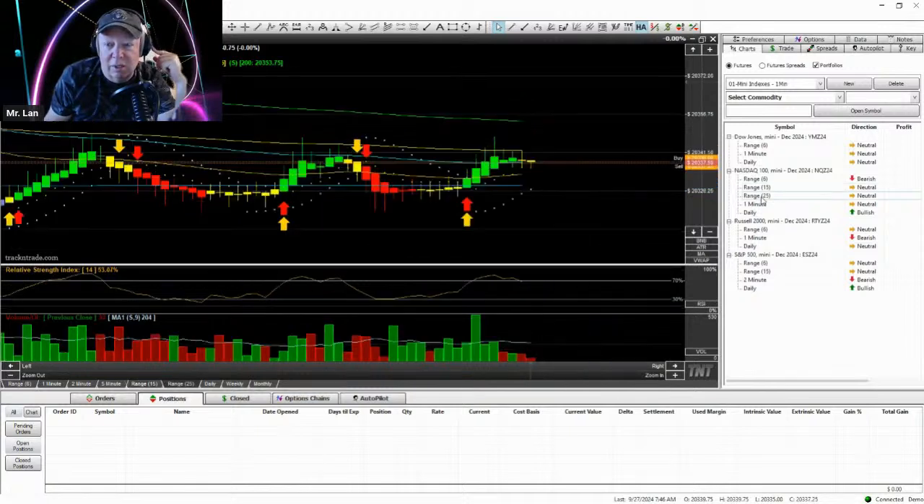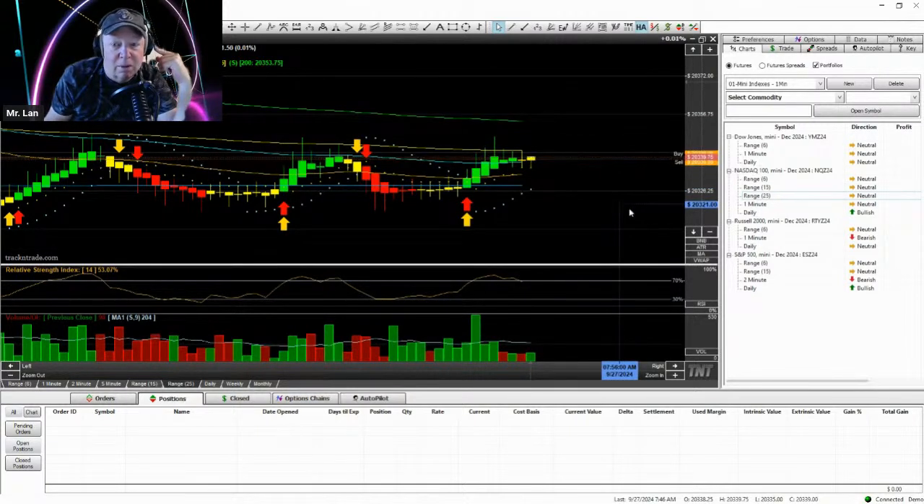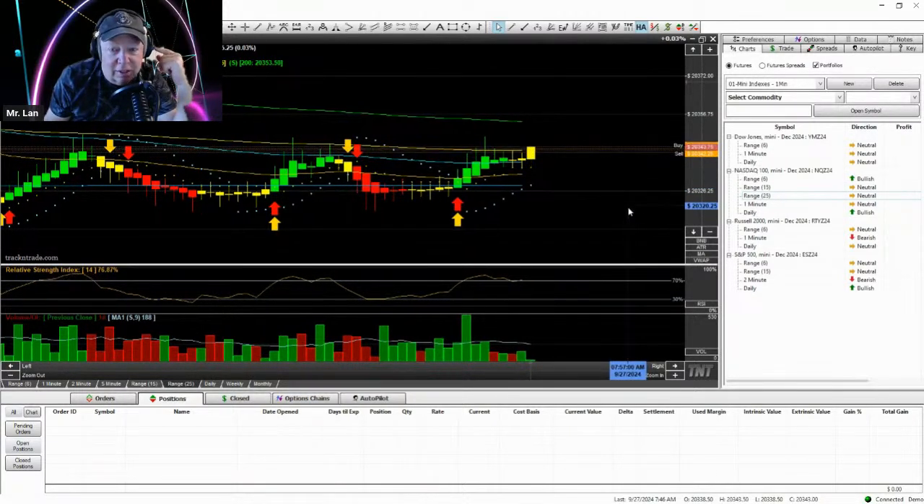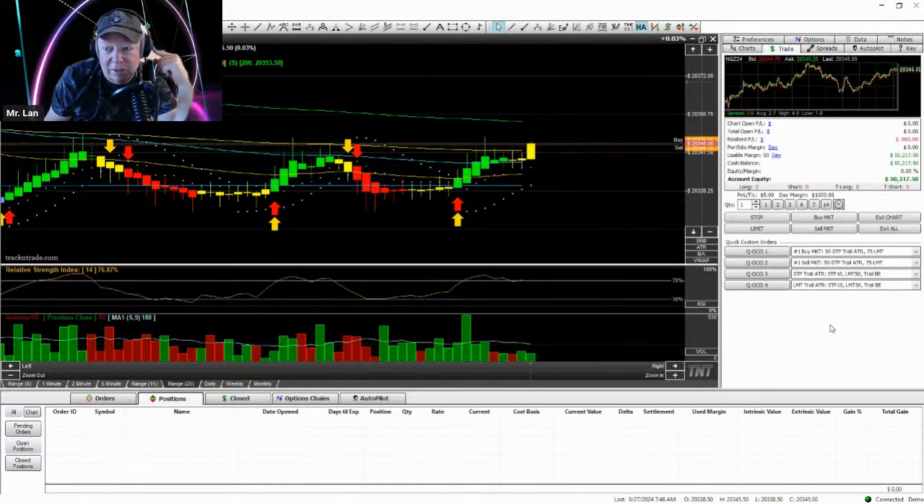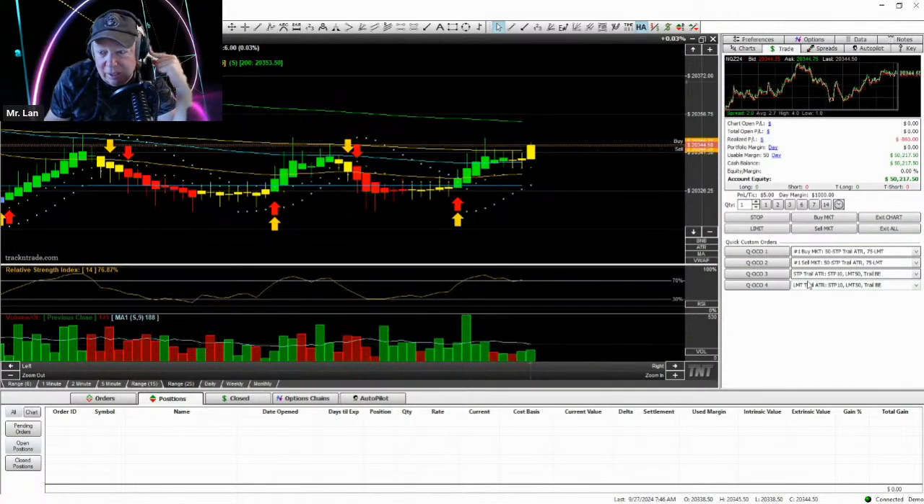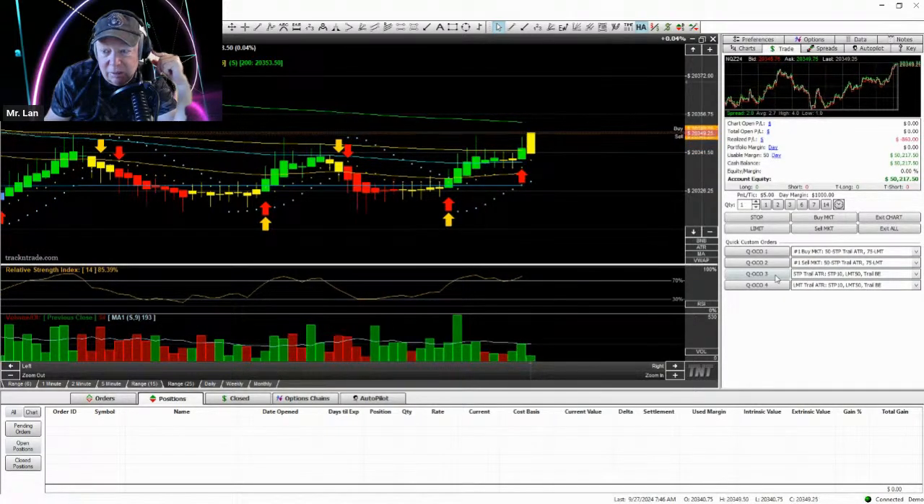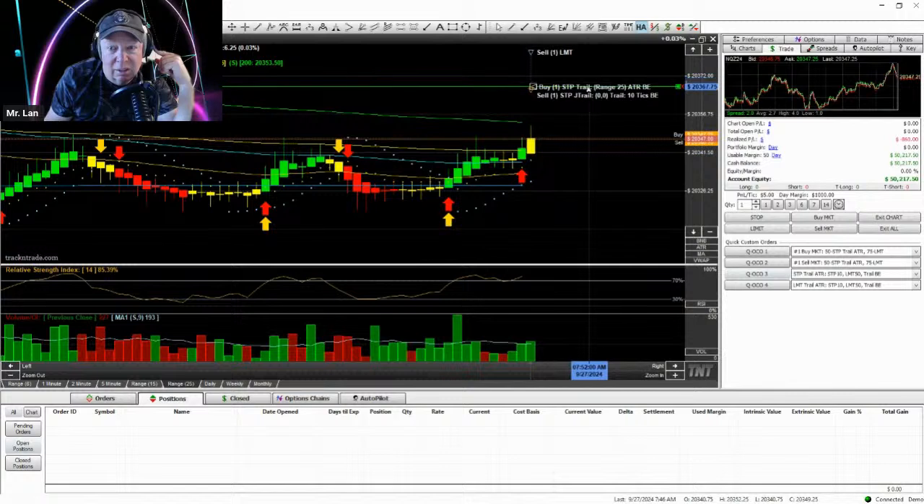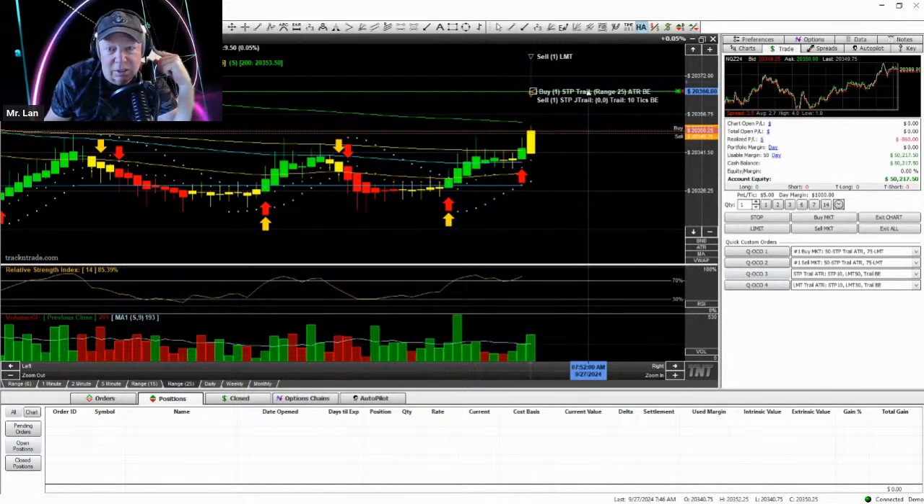Market's just not going anywhere. Might have been a good market to trade the 777 on. We could have probably done a little scalping. You want to go try that? We got 777 sitting up here, I think. Oh, no, we don't. We got trail ATR. Trail to break even. Let's see. I don't know if this thing's going to.